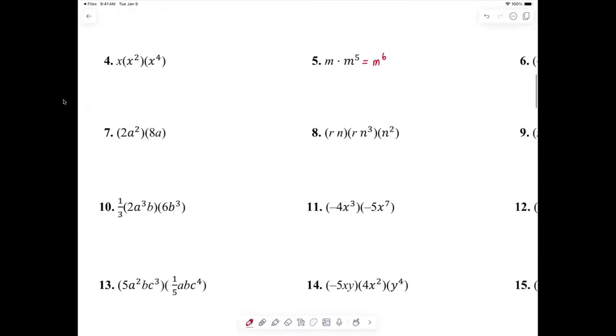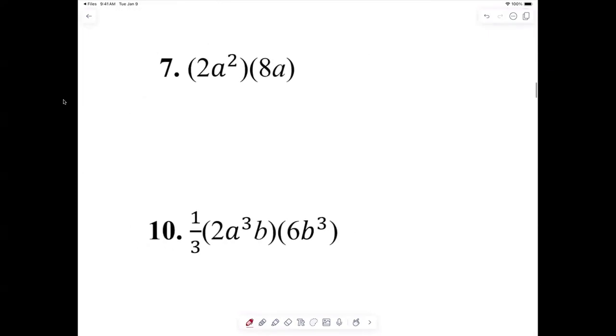All right, now we're going to number 7. Me? Yes. 16A squared. Oh, 16A cubed. Yes, that's what I'm saying. If you forget, there's a 1 there. If there's no exponent, it's a 1. All right. Here we go.